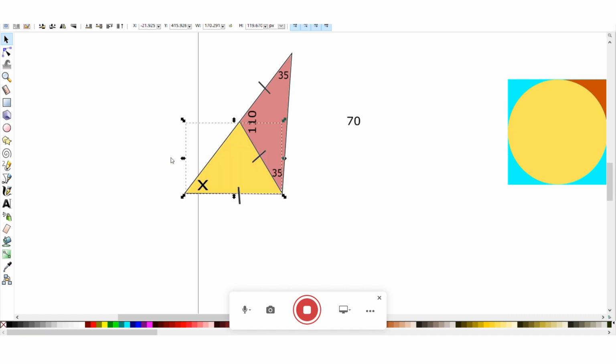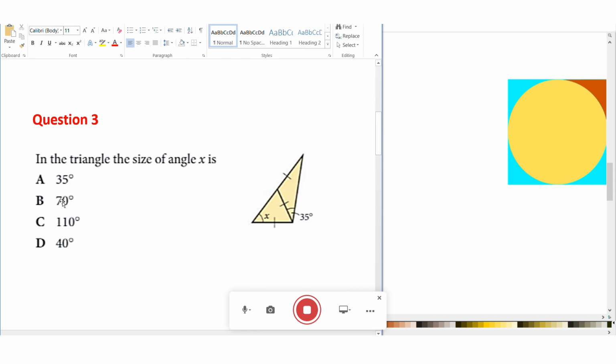Let me just go back here. All right. So knowing here is 70, this length and this length is the same. So if here is 70, that means x is also 70. All right, so let's see the answer. We can choose the correct answer for this one. The answer for this one will be B because x is 70 degrees. Great, moving on. Next question.